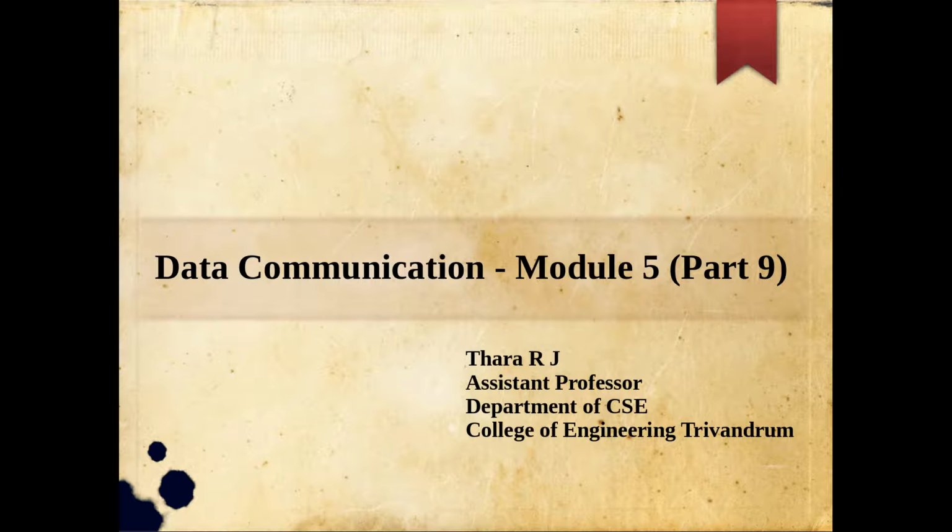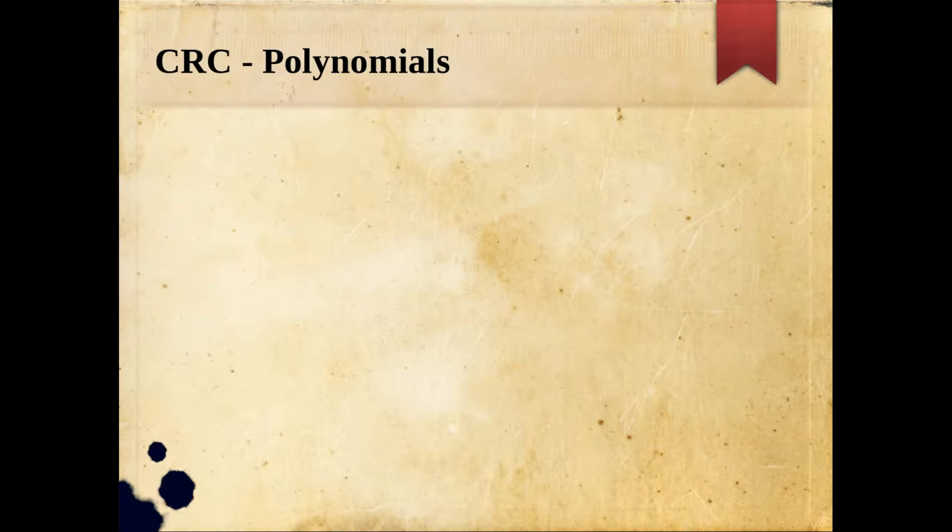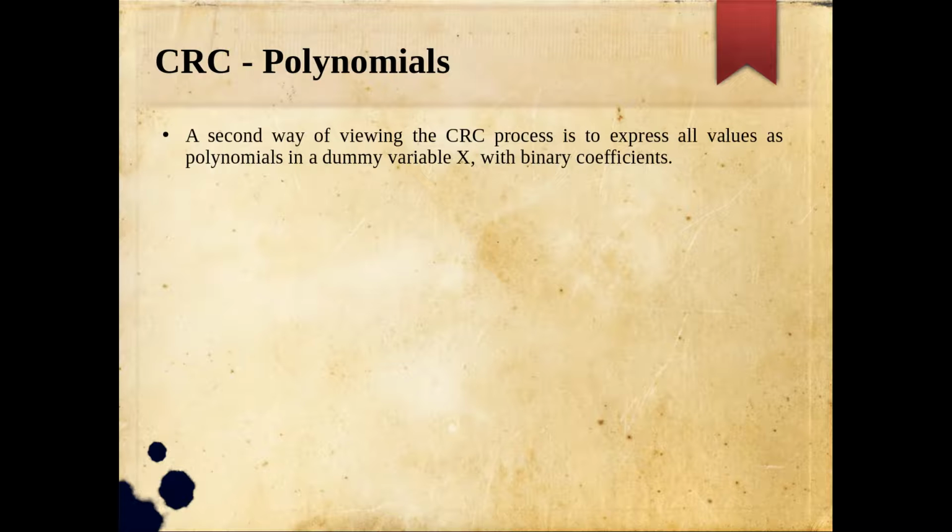Okay, so using a CRC polynomial, because it is always easy for us. So far we were dealing with binary, zeros and ones, but it is always better for us to express those binary as a polynomial, so that for the further explanation it will be somewhat easy. That is the same concept only, but a different way of explaining everything. So you have to relate everything with the previous discussion, then only this will be clear for you. So CRC polynomial is the second way of viewing the same CRC process that we discussed in our previous parts. That is to express all values as polynomials in a dummy variable x.